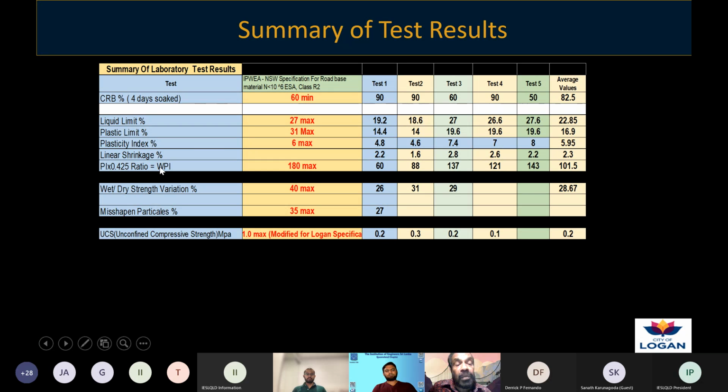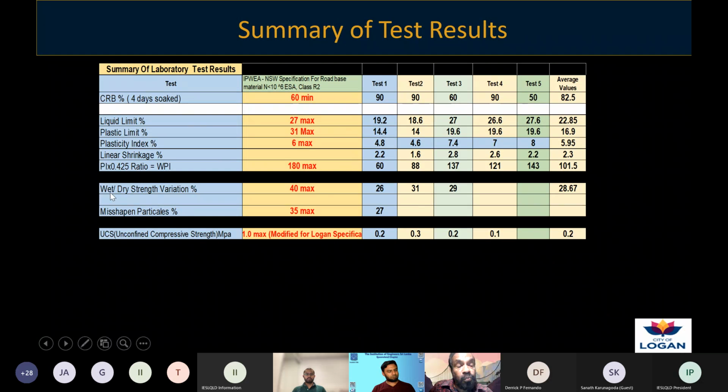And we checked the WPI, the weighted plasticity index, which was 180 in the specification. Our value was 100. What does that mean actually? Under the influence of water, the material tries to swell, and it creates inverted cone cracks on the pavement. So if you have this value under control, there won't be any cracks.